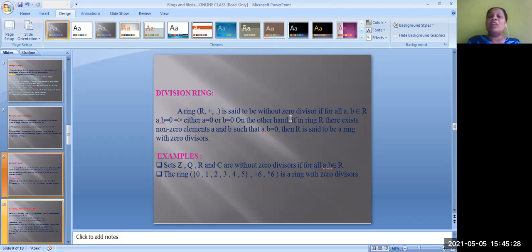So this is the definition, and we have some examples. The first example is the sets Z, Q, R and C, which are without zero divisors for all A, B belonging to Z. The second one is the set 0, 1, 2, 3, 4, 5 with plus 6 and dot 6, meaning multiplication modulo 6, which is a ring with zero divisors. The above example is without zero divisors and the below example is with zero divisors.